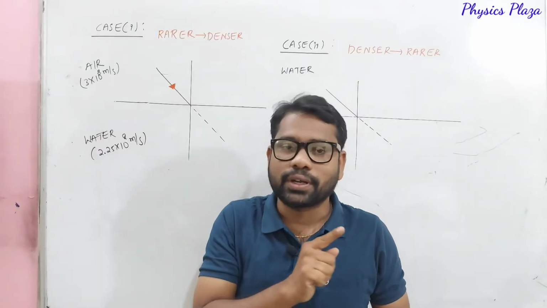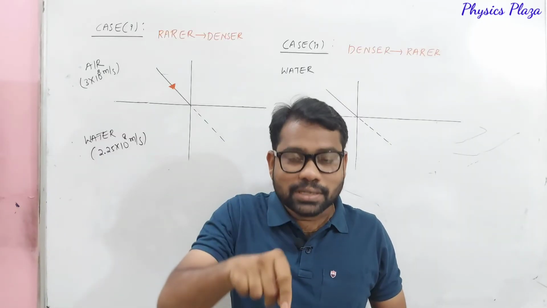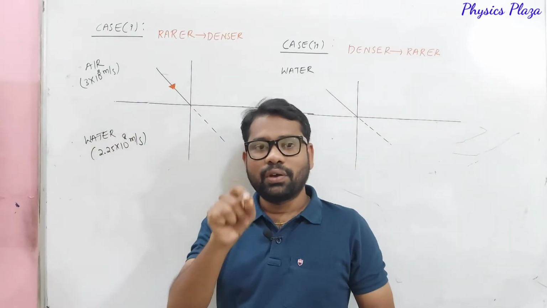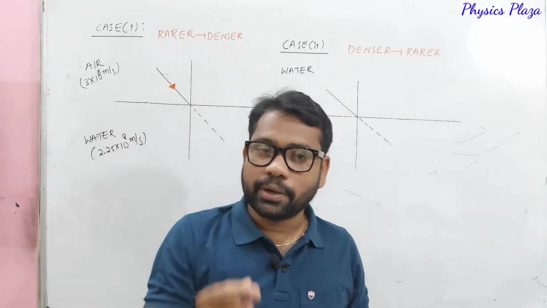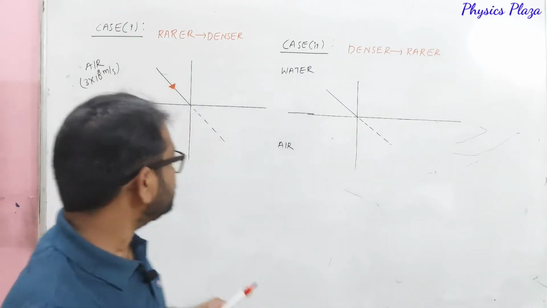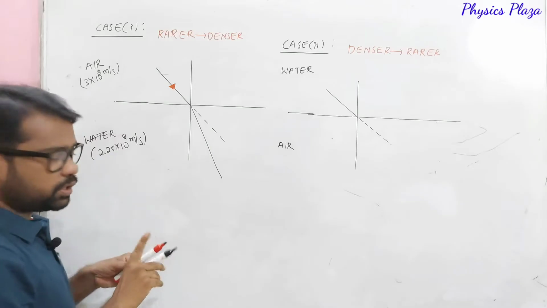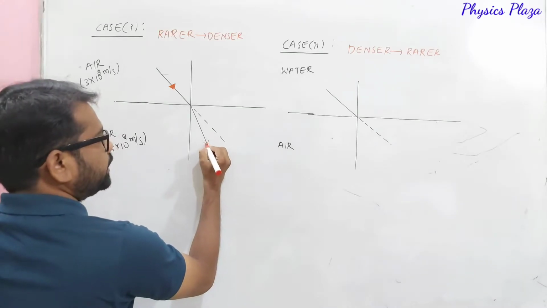It's very, very important. Light always travels with less speed in a denser medium than in a rarer medium. So whenever light moves from rarer to denser medium, it slows down, due to which, dear children, it moves towards the normal. So this is the refracted ray.